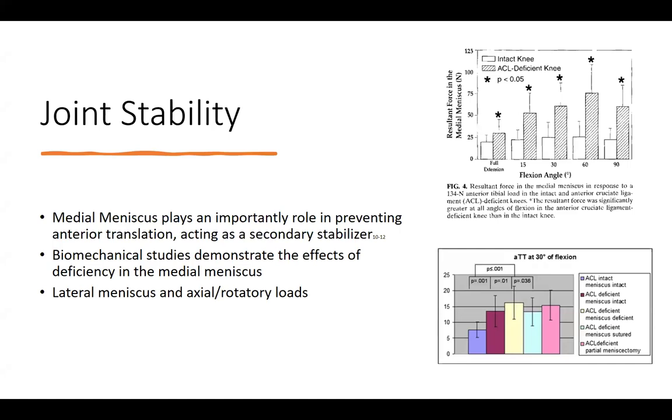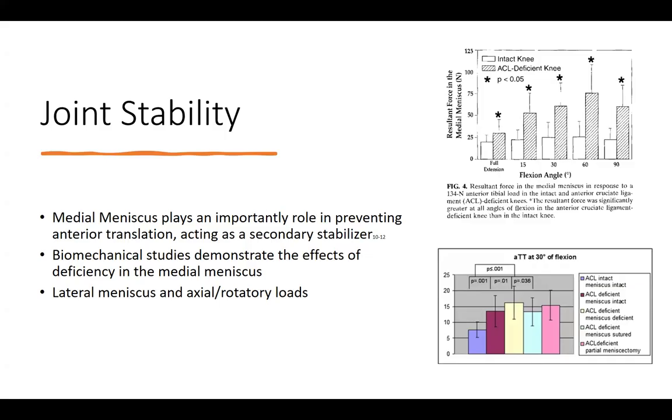While in vitro biomechanical testing has shown little effect on the native knee with intact cruciates, an ACL deficient knee results in up to 200% more force, specifically on the posterior horn of the medial meniscus when a posterior-anterior force is applied at 60 degrees of flexion. This is demonstrated in the graph up top using robotic force motion sensors on cadaveric knees at various degrees of flexion.